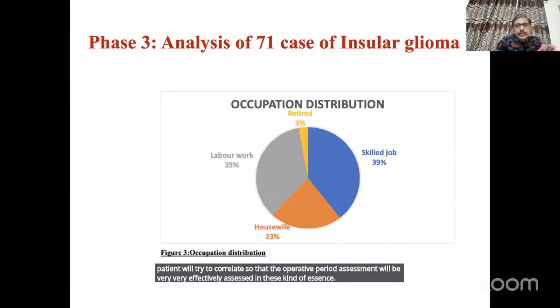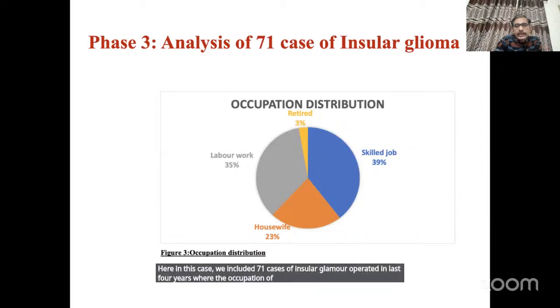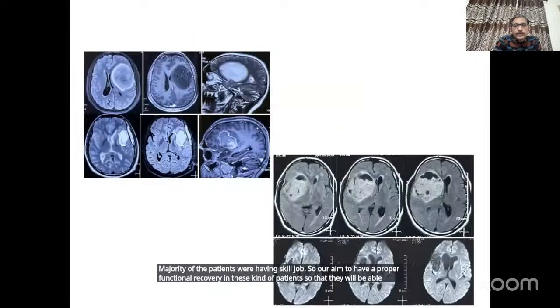Here in this case, we included 71 cases of insular glioma operated in the last 4 years, where the occupation of the patients was categorically analyzed, and the patients were followed up very carefully, analyzing all these factors. The majority of the patients had skilled jobs, so our aim is a proper functional recovery in these patients, so that they will be able to get back to their profession.